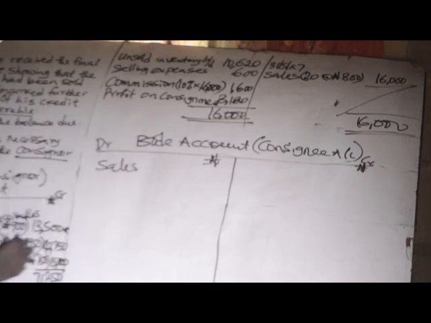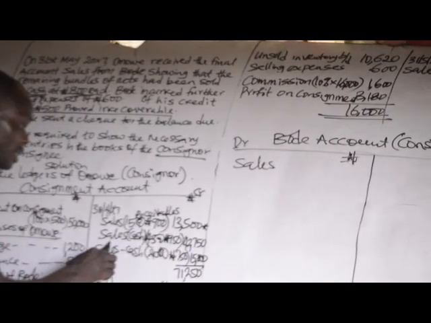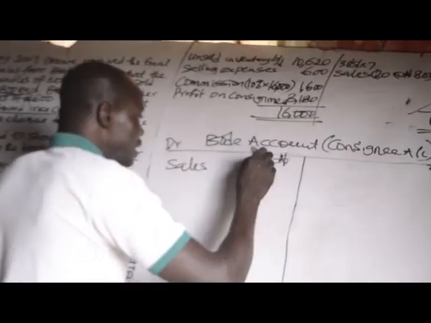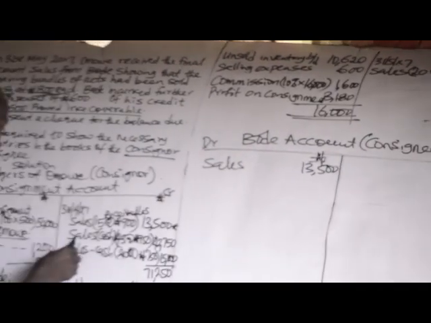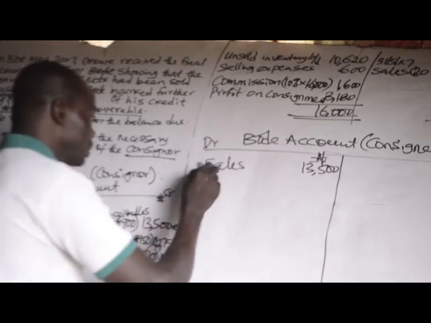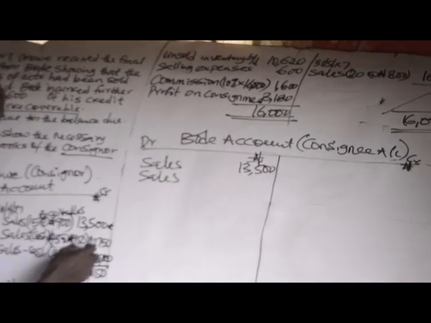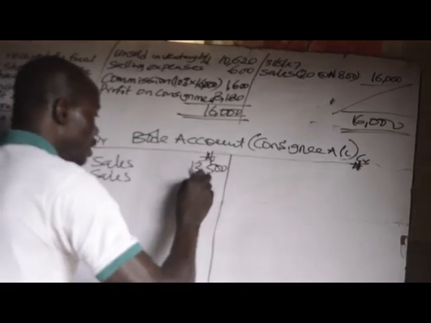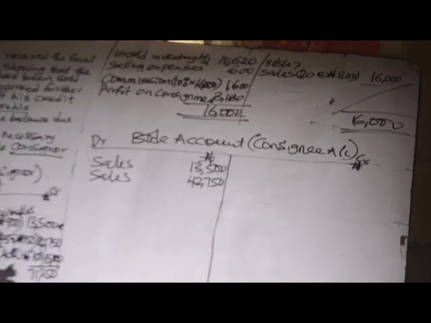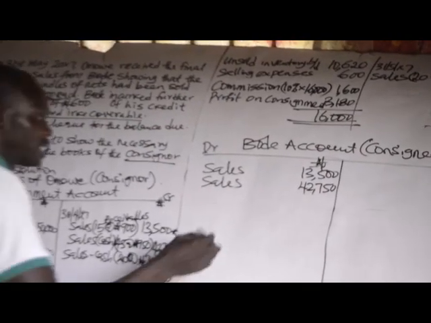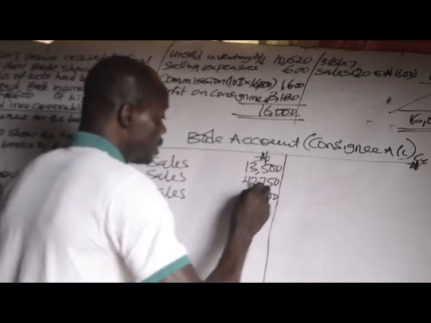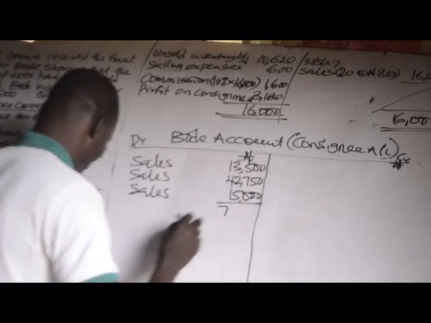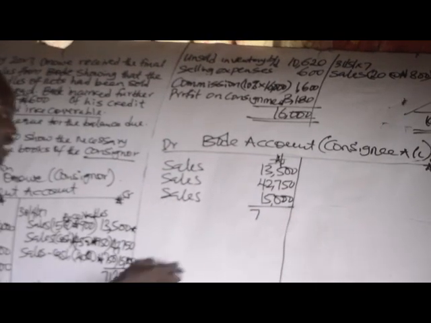So what are the sales? We have sales of 13,500. Then we also have another sales of 42,750. Then we also have another one of 15,000, the initial sales. That is a total of 71,250.